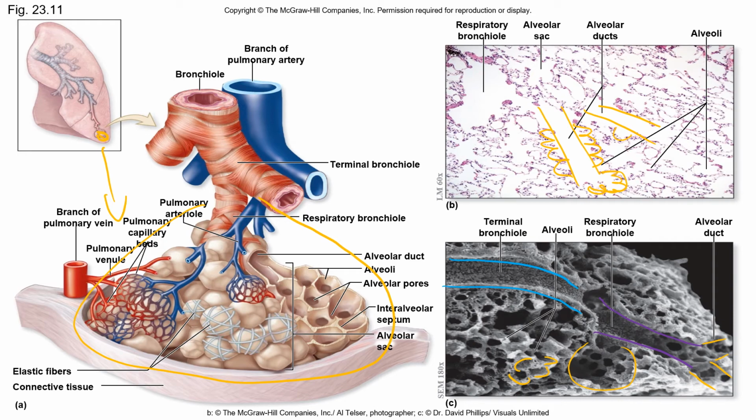One interesting thing to note is that while we think of terminal bronchioles, we think terminal means the end, right? They're the end of the conducting space, but there is a step beyond a terminal bronchiole, and that is a respiratory bronchiole that goes down into one of these lung lobules.